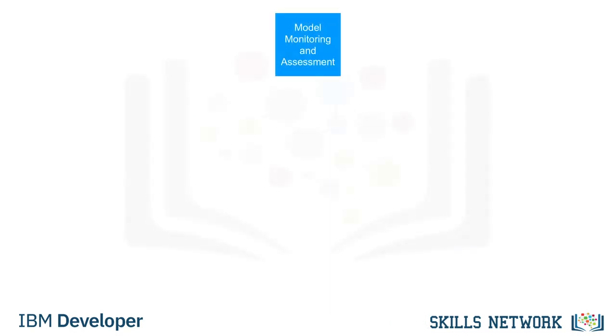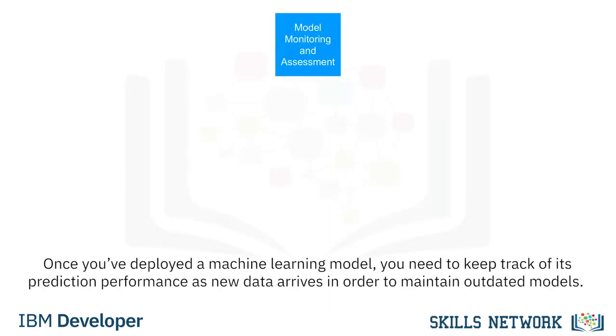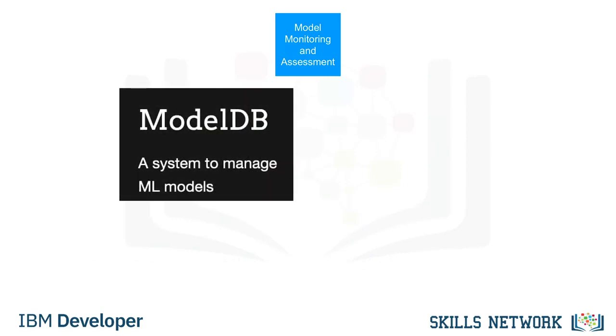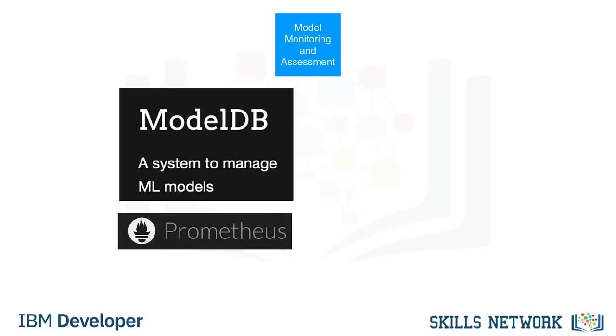Model monitoring is another crucial step. Once you've deployed a machine learning model, you need to keep track of its prediction performance as new data arrives in order to avoid outdated models. Following are some examples of model monitoring tools. ModelDB is a machine learning model metadatabase where information about the models is stored and can be queried. It natively supports Apache Spark ML pipelines and scikit-learn. A generic multipurpose tool called Prometheus is also widely used for machine learning model monitoring, although it's not specifically made for this purpose.